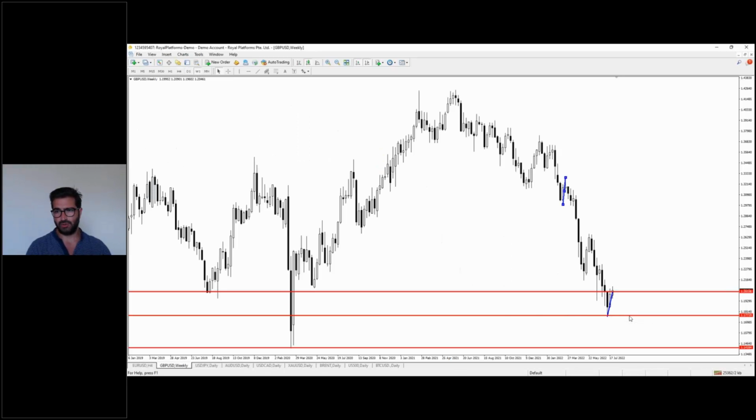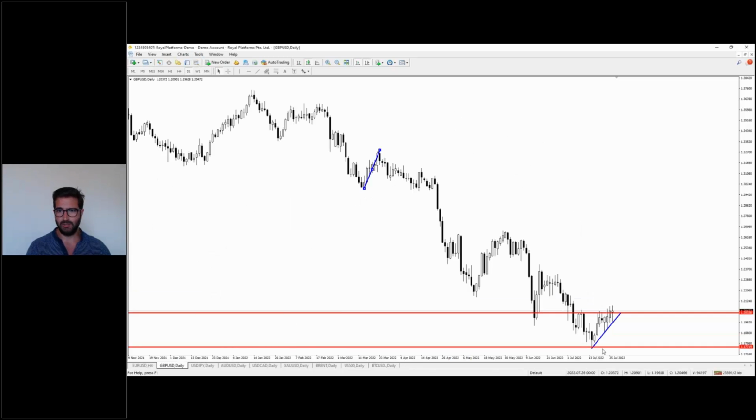This is as a short-term 1.17. For the long-term period, 1.14 would be a good target. I am using the low on the weekly. On the daily, I use the previous low here, which is 1.17, as target.